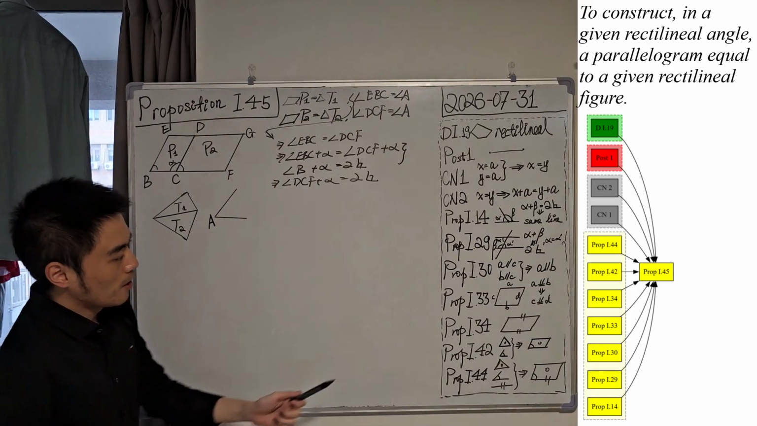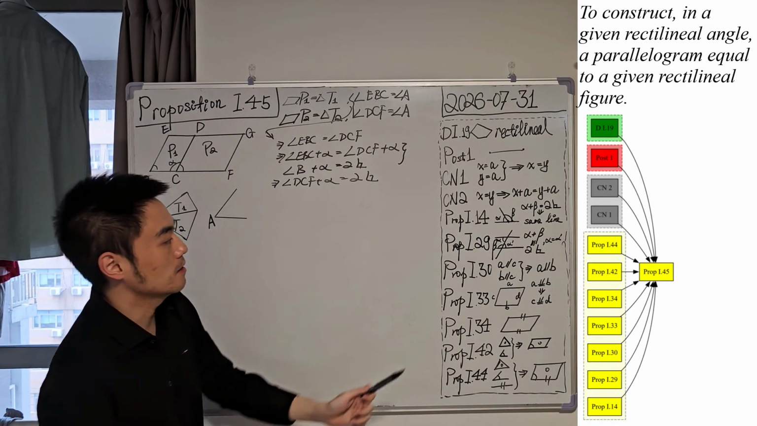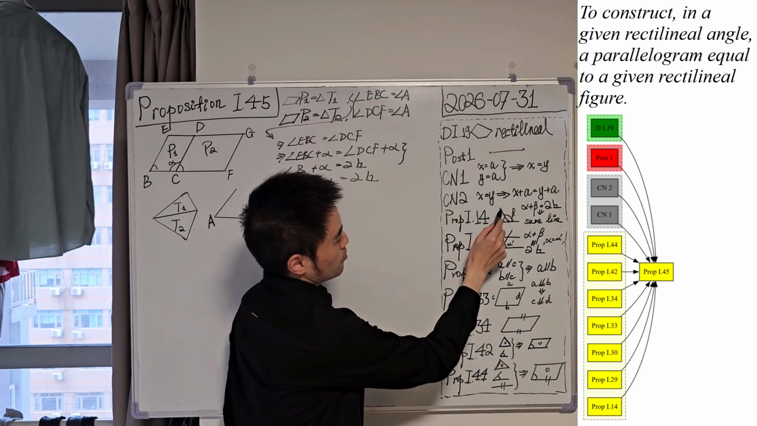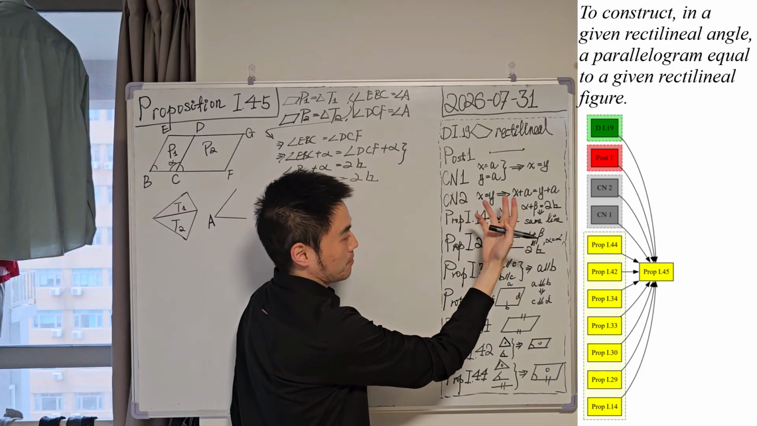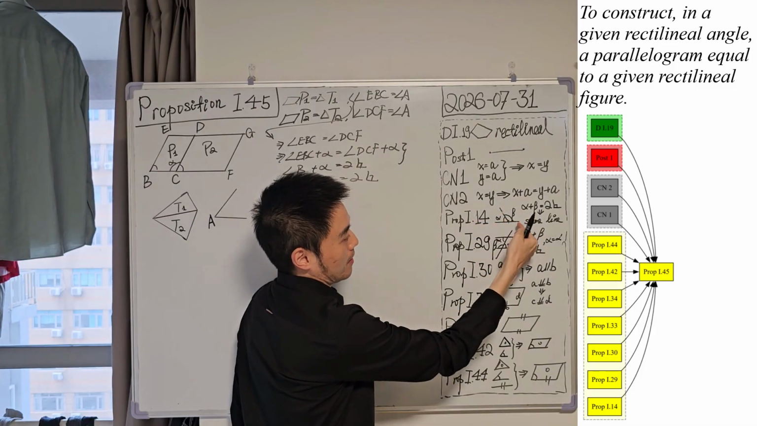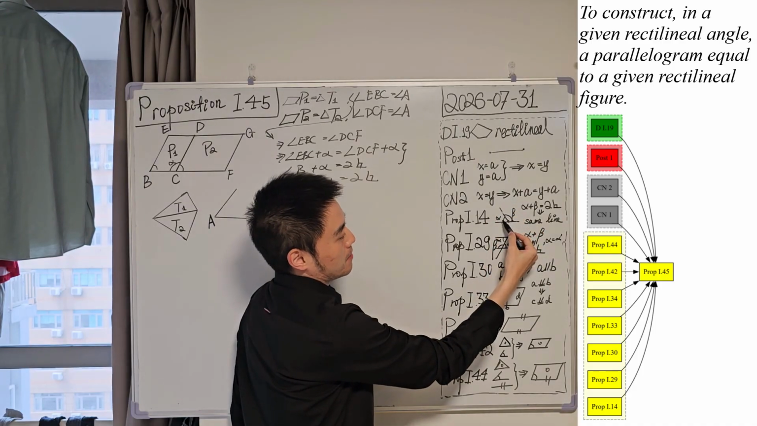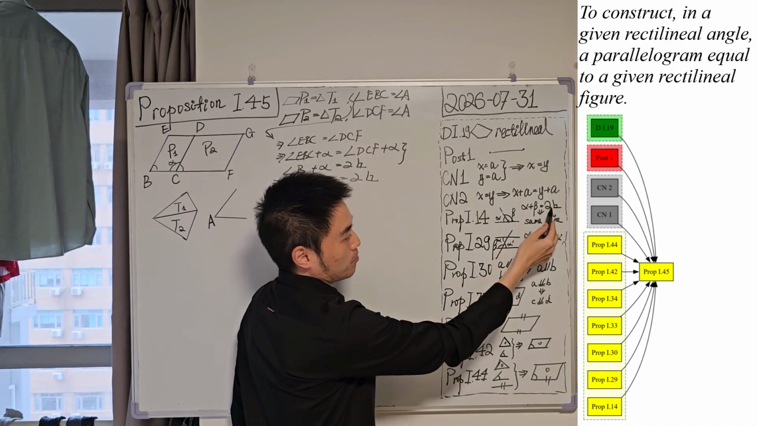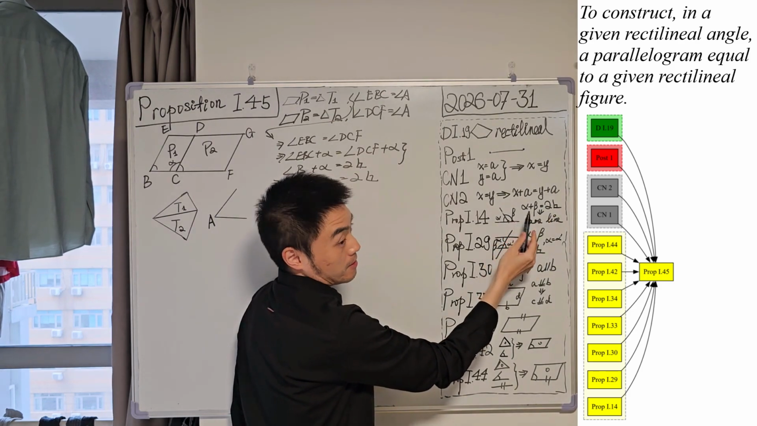And then please recall proposition 14, okay? If we are given a straight line and a point on it, and there are two other straight lines on different sides of this straight line, and if the sum of the adjacent angles is equal to two right angles, then these two straight lines are in the same straight line.